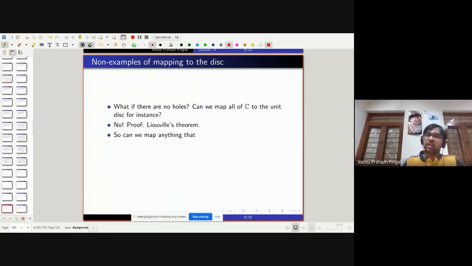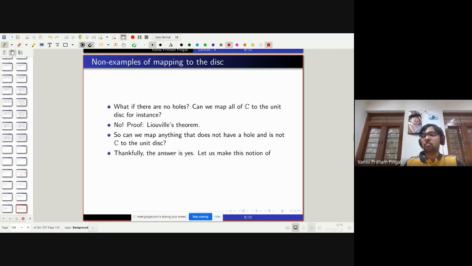So then we'll refine our conjecture. Can we map anything that does not have a hole and is not all of C to the unit disk? I'm trying too hard, right? Maybe this is also not true, but thankfully the answer is yes. Anything that does not have a hole and is not all of C can be mapped conformally to the unit disk. This is a remarkable theorem due to Riemann.